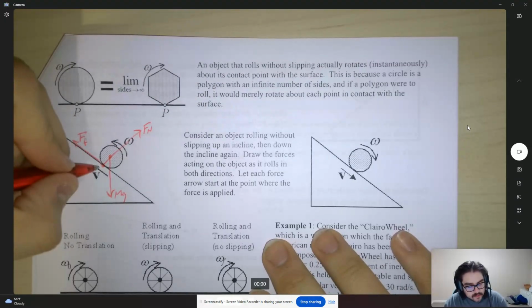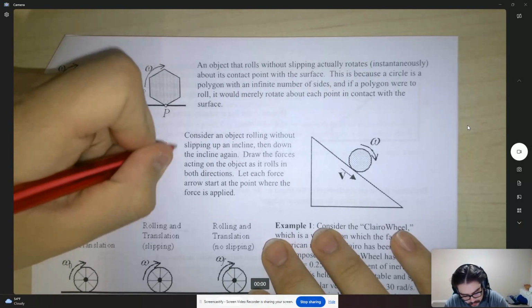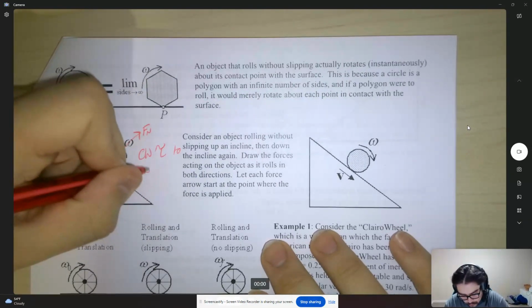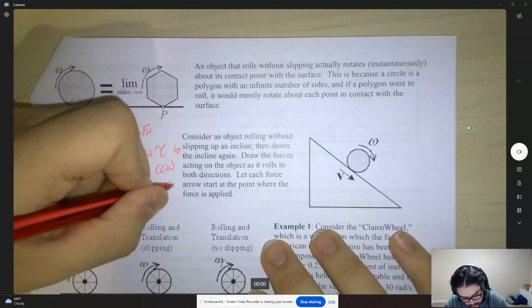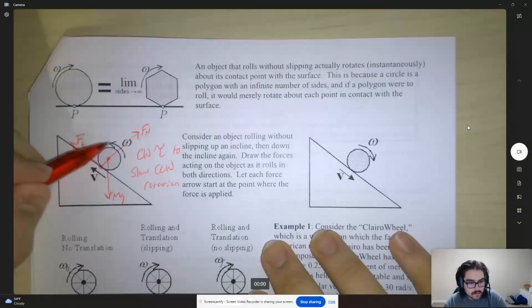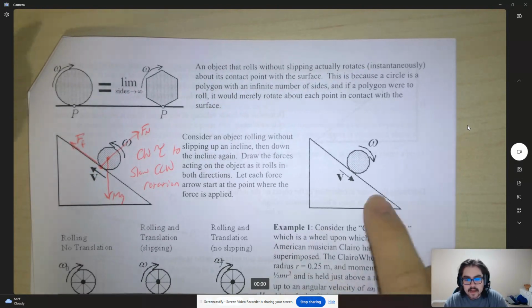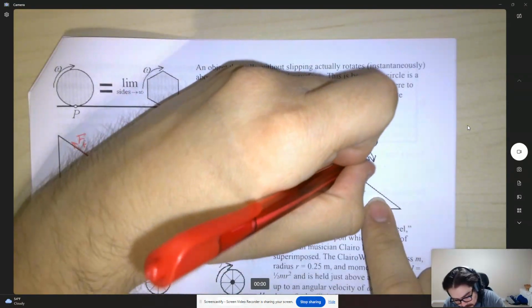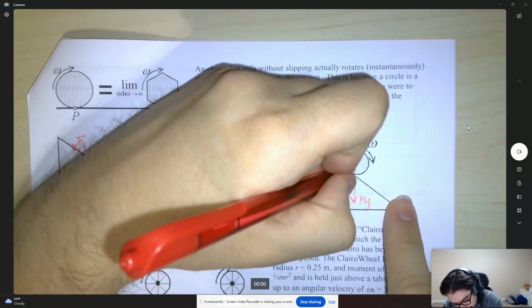The reason friction goes up the incline is that it's a clockwise torque to slow the counterclockwise rotation. The object is currently rotating counterclockwise, but this is going to be a clockwise torque to slow down that rotation. Now, on the other hand, this free body diagram is going to look the exact same.